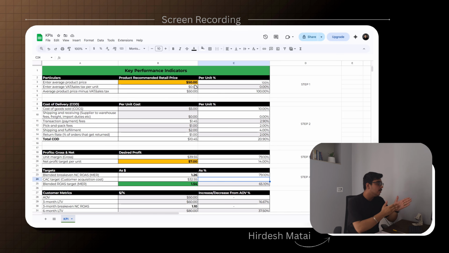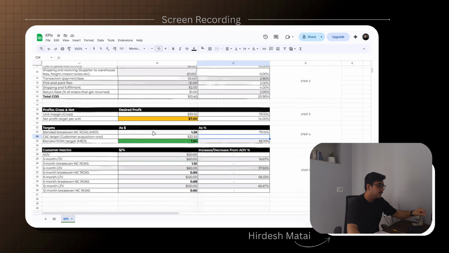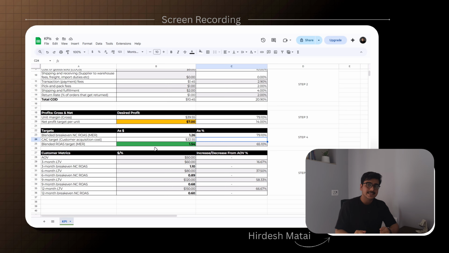So to summarize all this, we first of all calculated the average product price, decreased the COD, that is the cost of delivery, then we got unit margin, that is the gross unit margin, and we decided your net profit per unit, here $7. Then we got our CAC by subtracting $7 from your unit gross margin, which came out to $32.55. And at step 5, we calculated the break-even ROAS for your lifetime customer value. Basically, for how long you want to aim for a break-even ROAS. So this is how you do it.